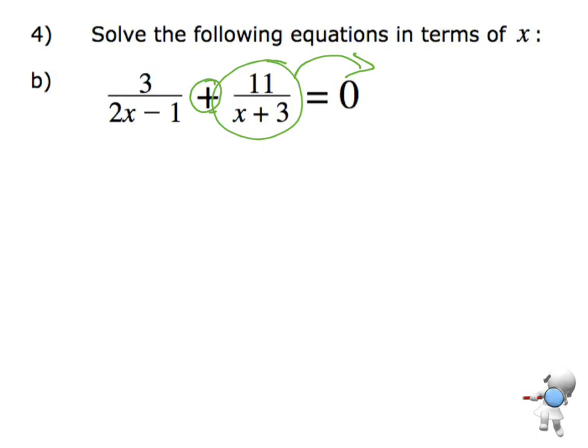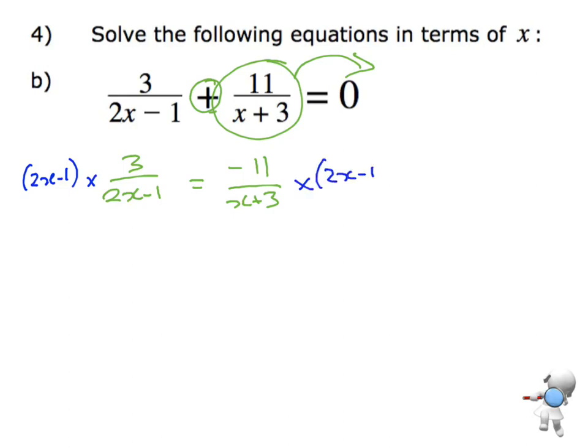So I'm going to write this as 3 over 2x take away 1 is equal to negative 11 over x plus 3. I've moved that to the other side. What I'm now going to do is get rid of the fractions themselves. On the left hand side I've got this divided by 2x minus 1. The opposite of dividing by 2x minus 1 is multiplying, so I'm going to multiply both sides, putting it in brackets, by 2x minus 1.